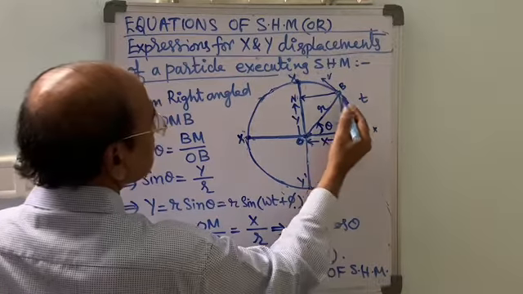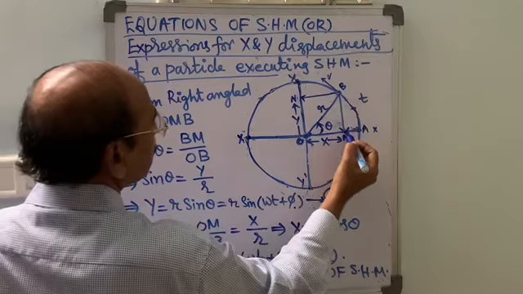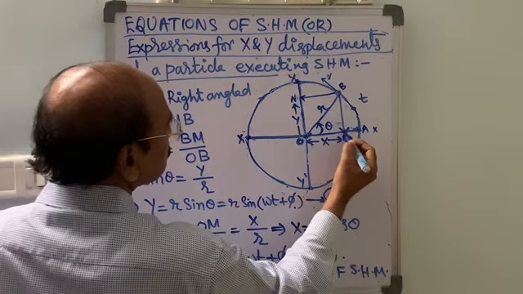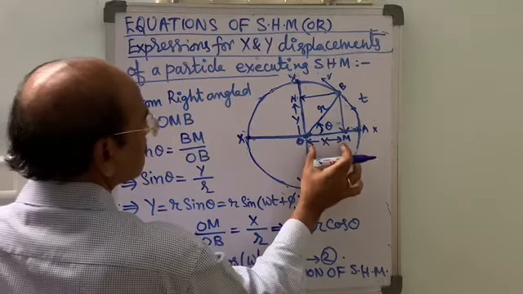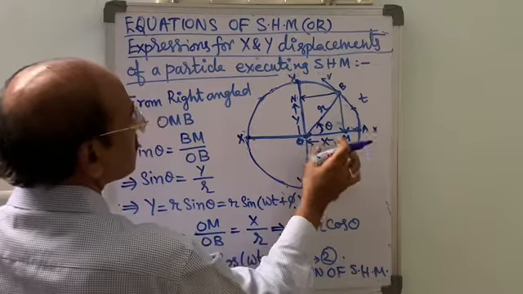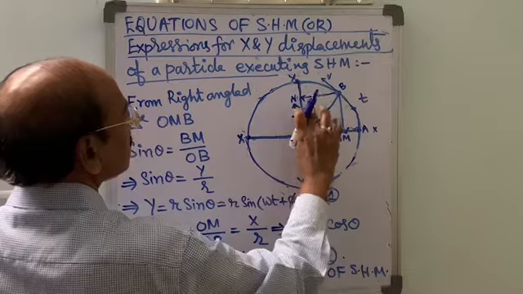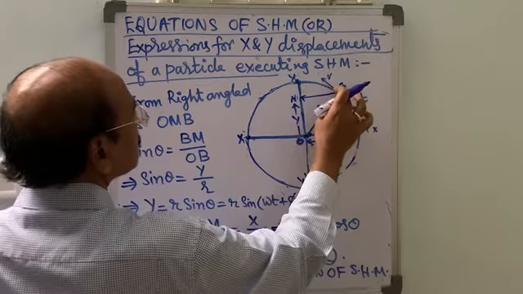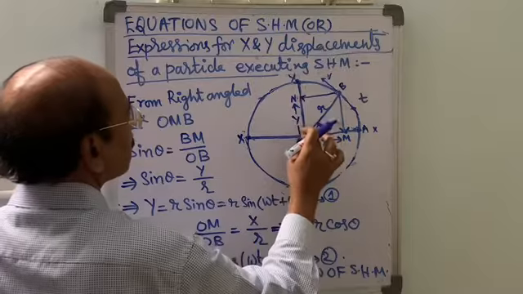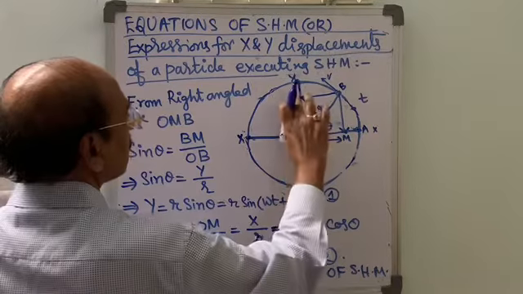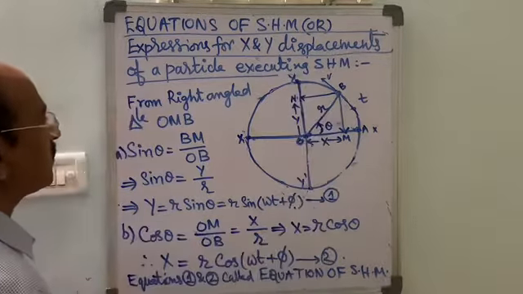So x displacement is obtained by drawing the vertical projection on the x diameter to get x displacement OM. Similarly, to get y displacement, we draw the projection from B to the y diameter, that is N, and ON gives the y displacement.